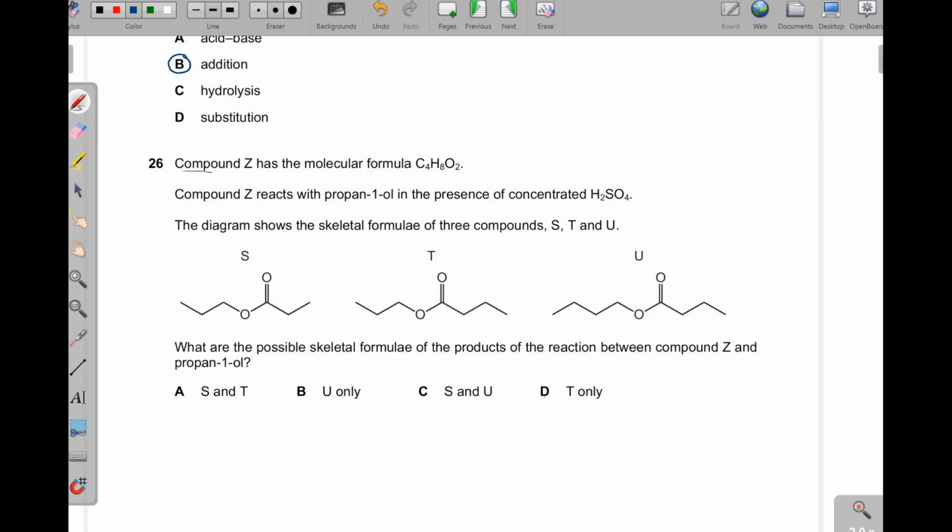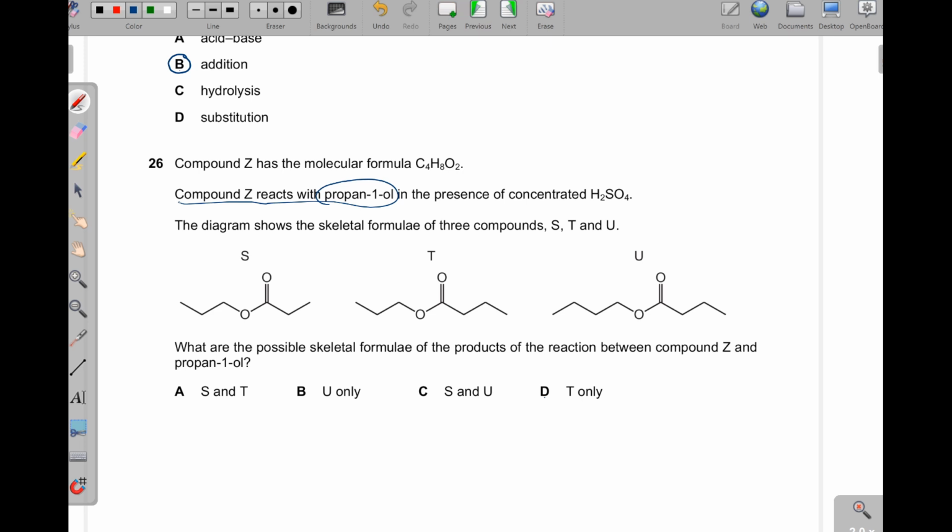Question 26. Compound Z has the molecular formula, this one here. So if there are two oxygens, it can be a carboxylic acid or it can be an ester. Are we there? It can be a diol, an alcohol with two OHs, right? Then compound Z reacts with propan-1-ol. Now an alcohol cannot react with an alcohol, so it is not a diol.